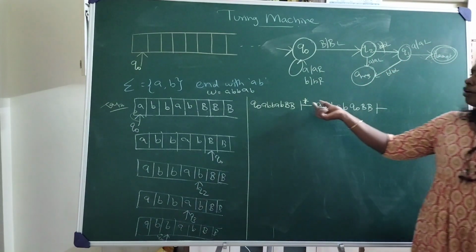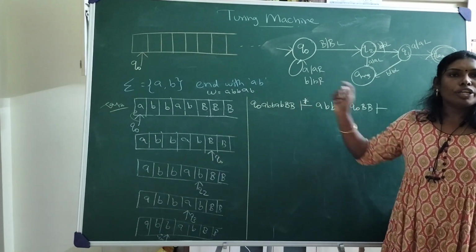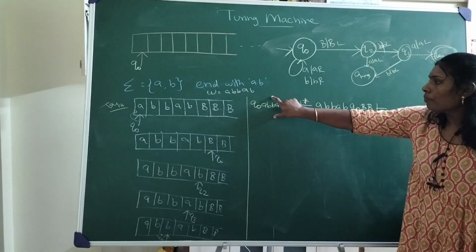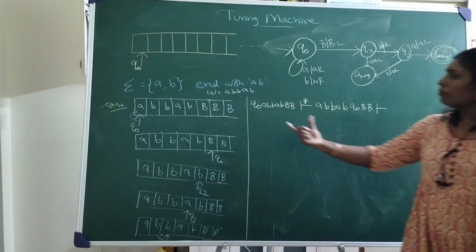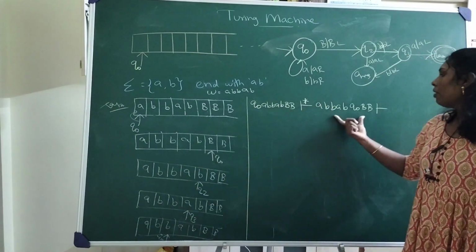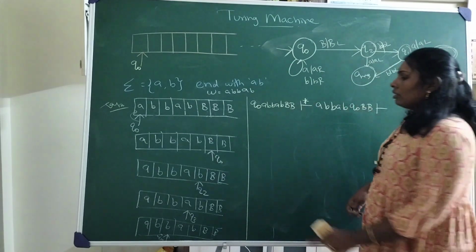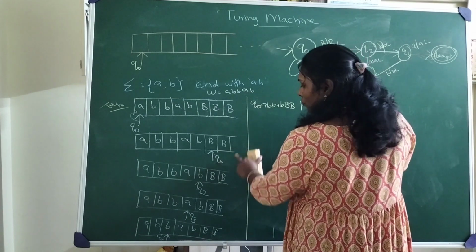symbol. So what is the meaning of this asterisk symbol here? Asterisk denotes it is a clean closure. With 0 or more moves, I am going from this step to this step. From this step, with the multiple possible moves, 0 or more moves, I am able to reach this step. Okay, so you can write it like this. And this is the instantaneous description for this.